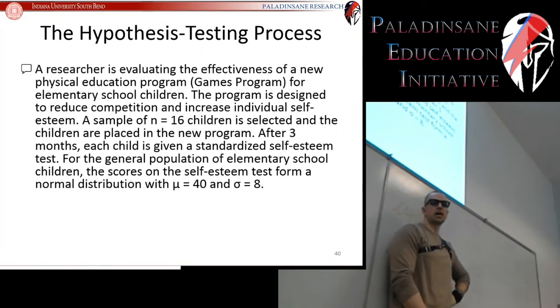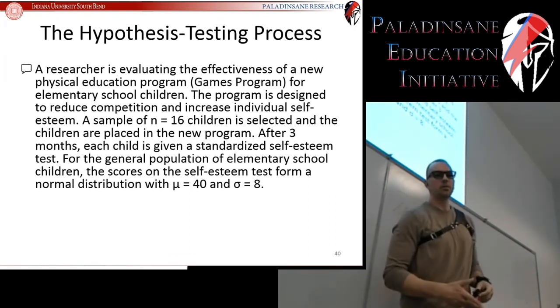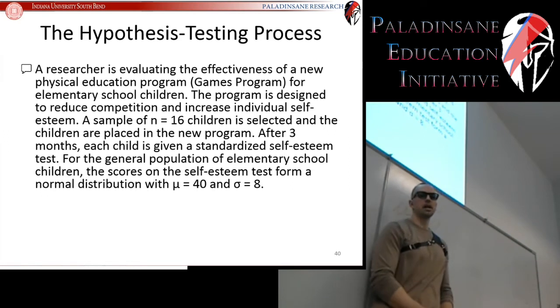So a researcher is evaluating the effectiveness of a new physical education program, games program, for elementary school children. The program is designed to reduce competition and increase individual self-esteem. A sample of 16 children is selected and the children are placed in the new program. After 3 months, each child is given a standardized self-esteem test. For the general population of elementary school children, the scores on the self-esteem test form a normal distribution with a mean of 40 and sigma of 8. So a mean of 40 and a standard deviation of 8.